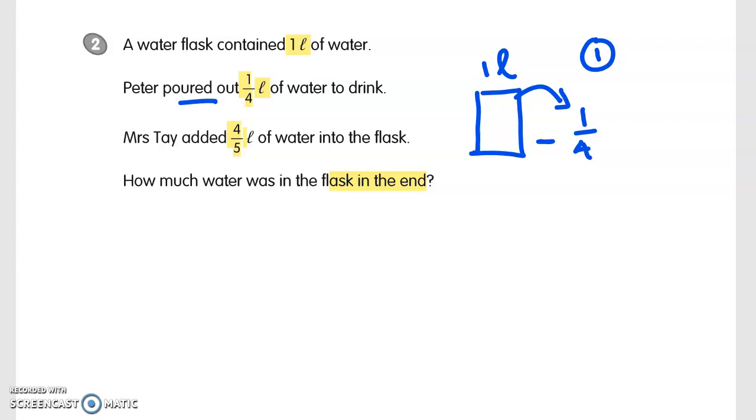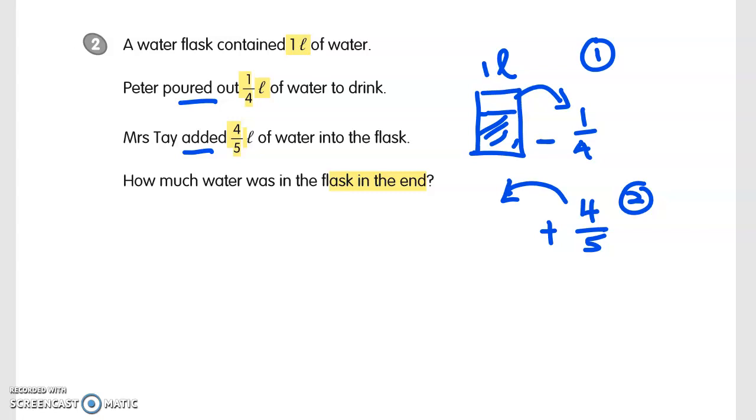Now second part, so there will be some water left. The second part, Mrs. Tay added back, water was poured back, 4/5 liter. When it's added, it's quite clear that you have to add it. So that is the second part. Water was added back into the flask.